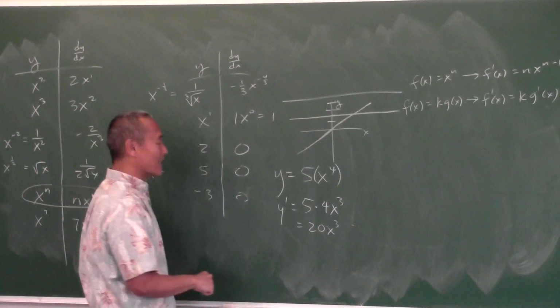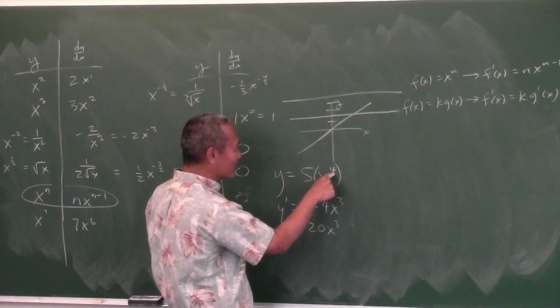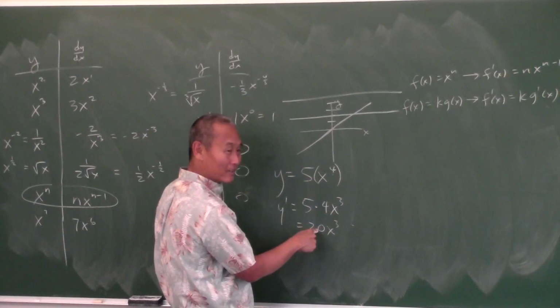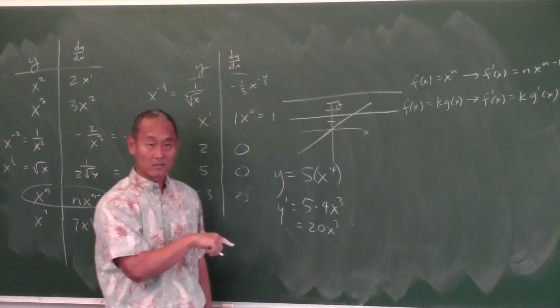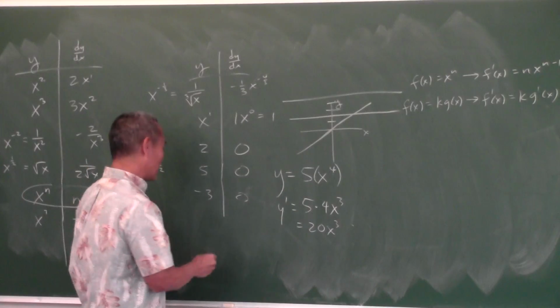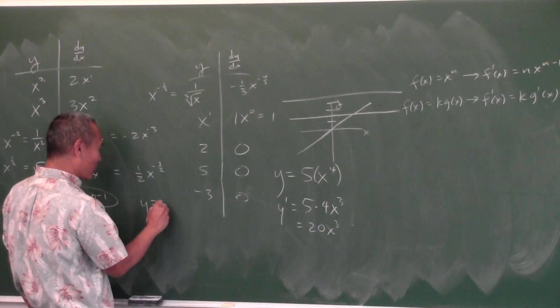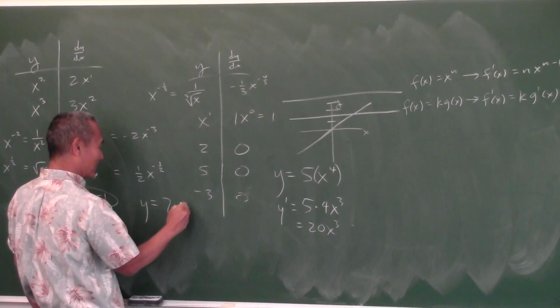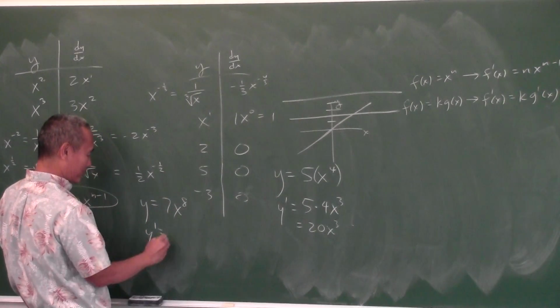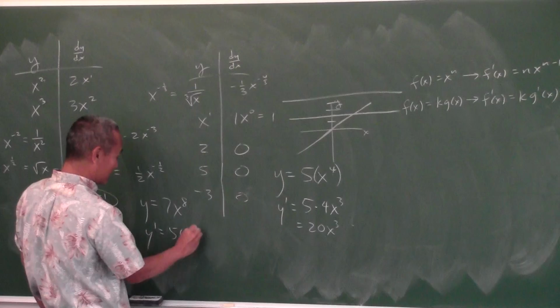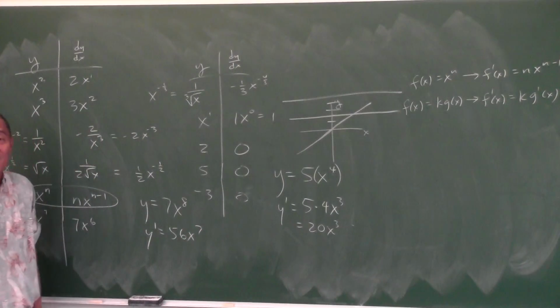But can you see that? You can just do it in your head, right? If I put the 4 in the front, 5 times 4 is 20. So you just go from here to here. I'm just showing you how the theorem works. So let's see if you got it. Y equals 7x to the 8. What's the derivative? 56x to the 7. That's how easy calculus is.